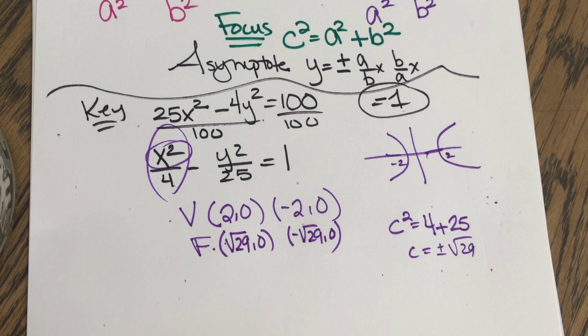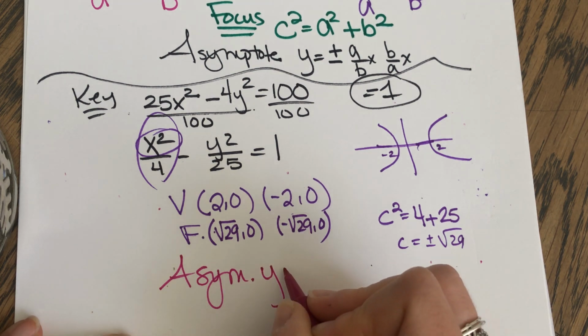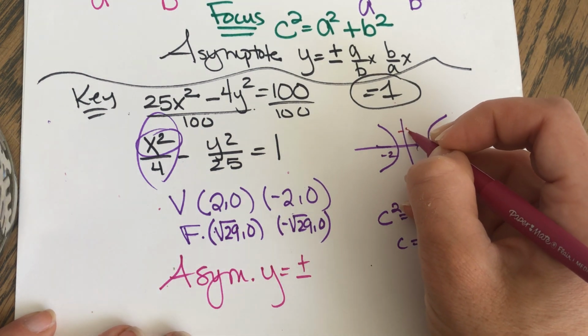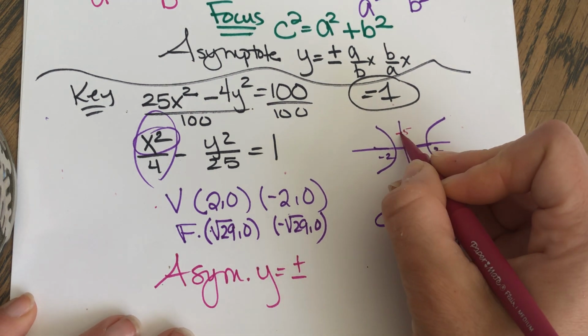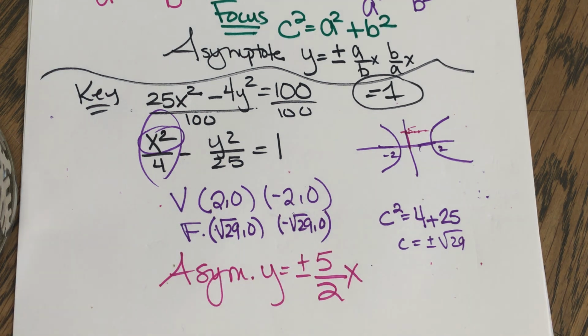Now, the other thing we have to make sure we're finding is the asymptote. For your asymptote here, we know it's y equals plus or minus. Look at your picture. There's really your 5 there, so you're going up 5 over 2. Done. Those are the key points that you're finding for that.